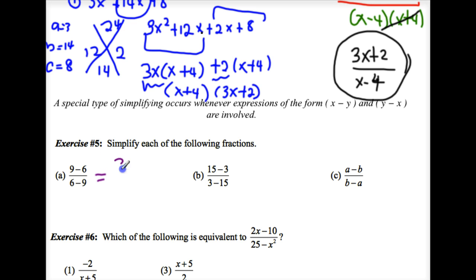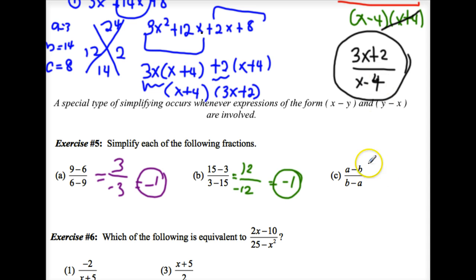9 minus 6 is 3. And then 6 minus 9 is negative 3. 3 divided by a negative 3 is a negative 1. That's my final answer. What about this here? 15 take away 3 is 12. And then 3 take away 15 is negative 12, which also gives me a negative 1. Let's see if it holds for this. Alright, so the last one.